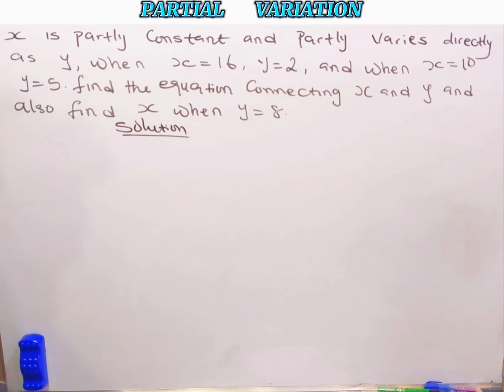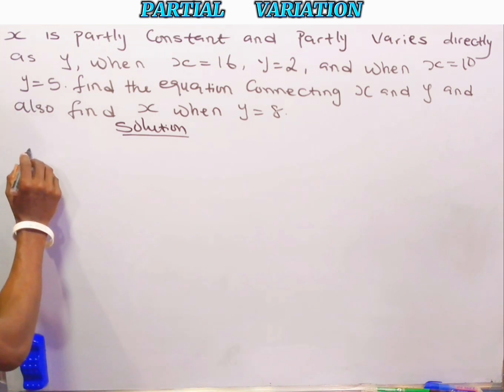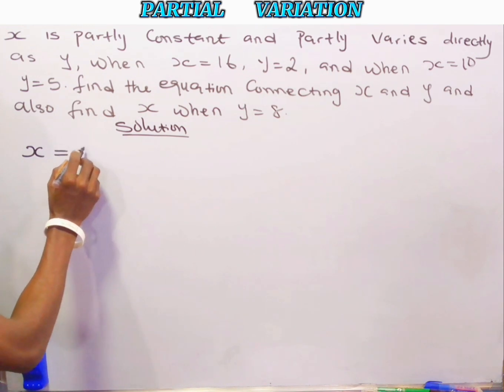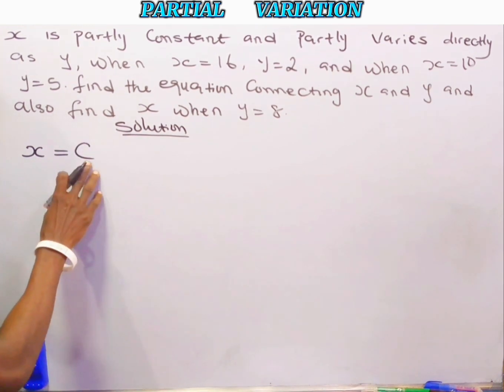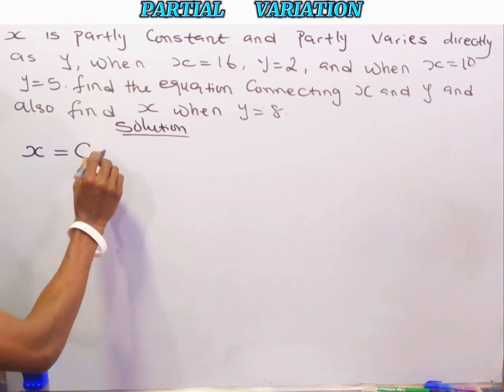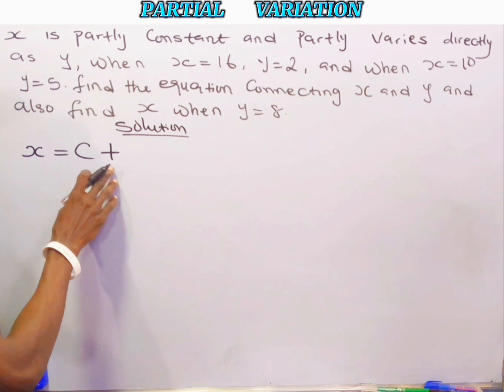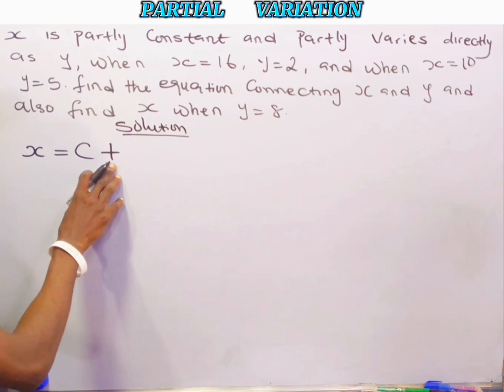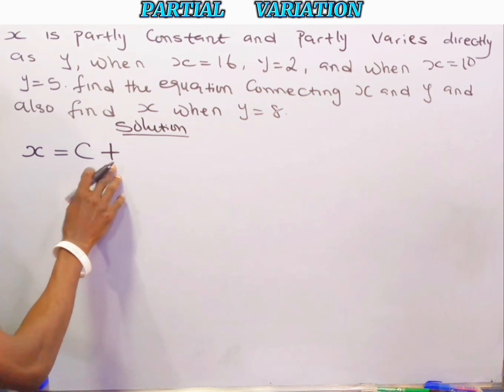Now, this is partial variation. And in partial variation, we treat it differently from direct, inverse, and joint variation. Hence, the question is x is partly constant, so x is equal to c. Let the partly constant be represented by alphabet C, and partly varies, so it will be addition. Varies directly as y.